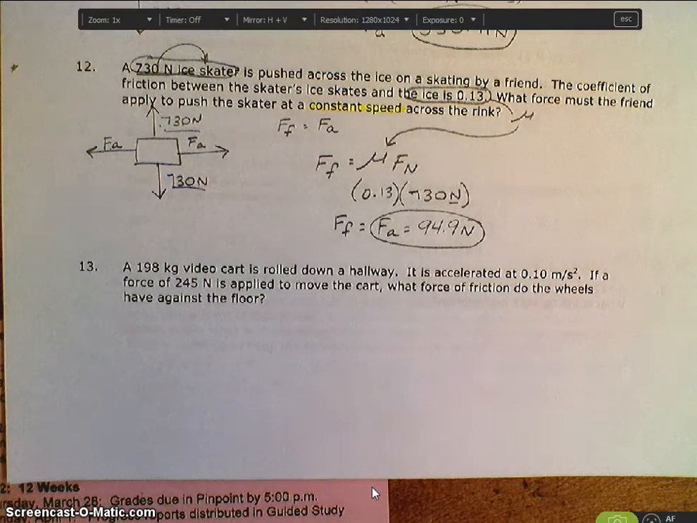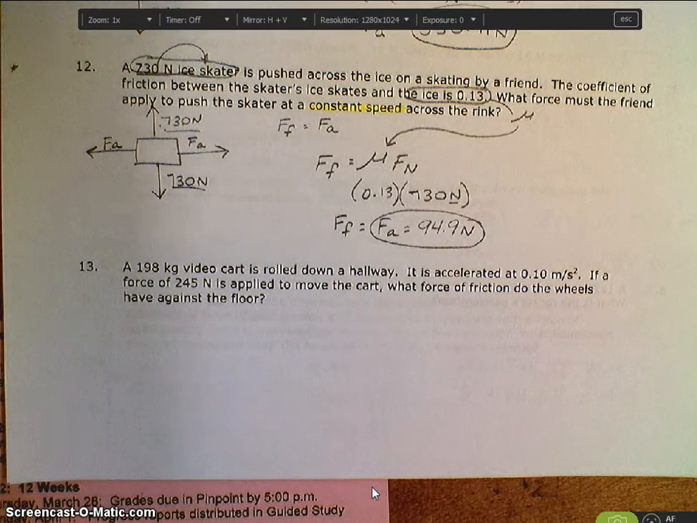And now I am going to show you how to work acceleration problems. These first two problems that deal with acceleration are horizontal. Remember that horizontal means along a flat surface. Okay, it is side to side. So we're going to start out with number 13.